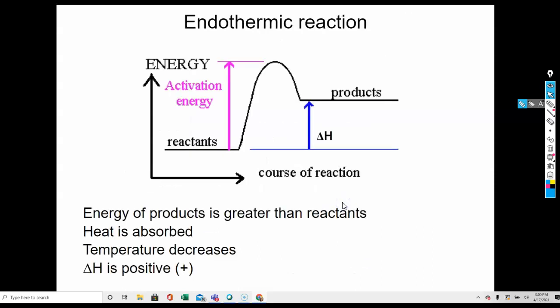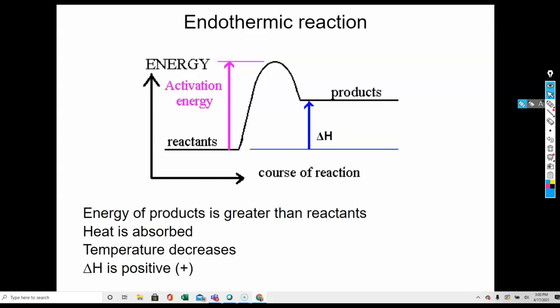All right, so let's talk about the parts of the endothermic reaction graph. And you are going to have to be able to identify an endothermic reaction's graph. So this is where the energy of the products ends up greater than the energy of the reactants. Heat gets absorbed, as you already know from last class period. The temperature of the surroundings decreases. And delta H, or the difference between the products and the reactants, is a positive number.